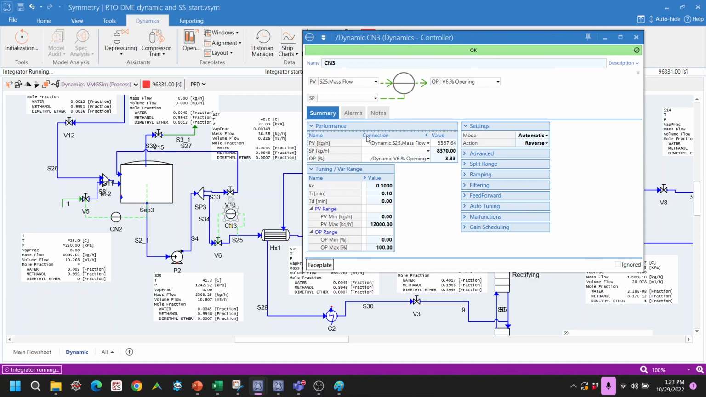Before we go further, do you have any idea what the difference is between a steady state and a dynamic model? Steady state means that it does not change upon time. It's like equilibrium, we say. And dynamic, it changes upon time.